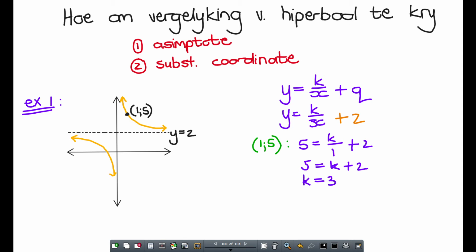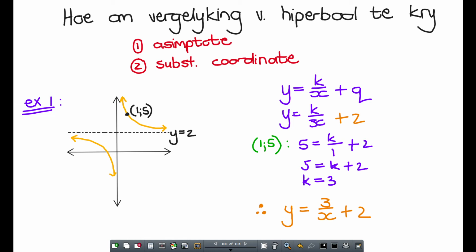Nee. Right, so please don't stop there. You have to write the final full equation for me. So jy gaan hê, therefore it would be y is equal to, instead of k, I now write 3 over, en onthou daai x moet mos daar wees, nee. And then plus 2. Right. Is julle okay? Any questions?